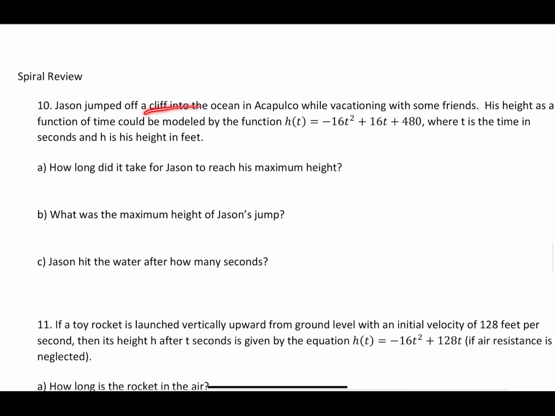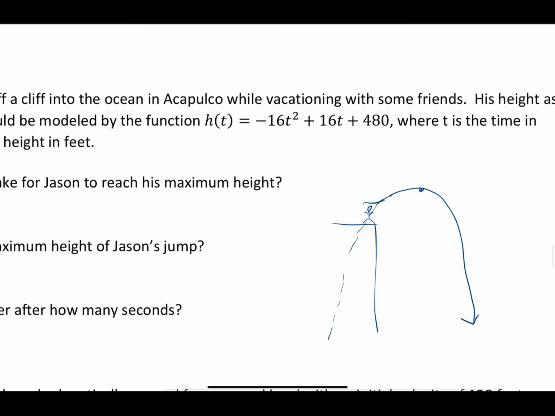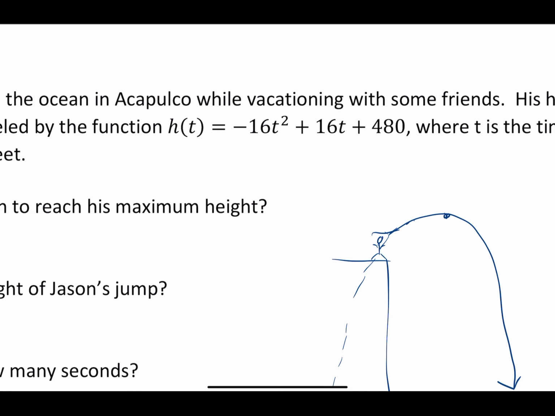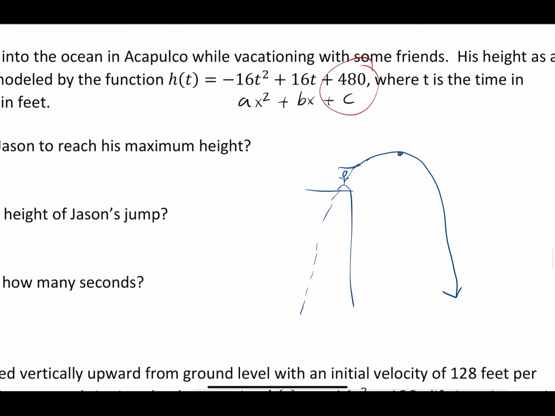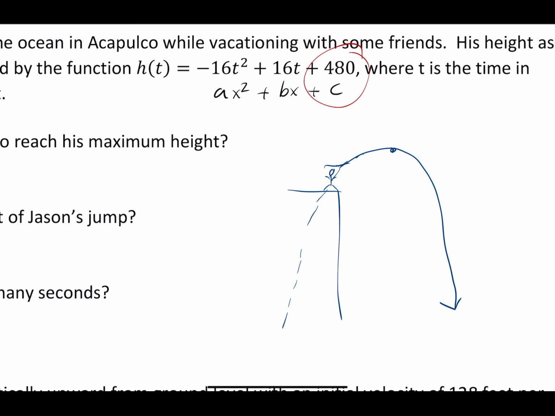Jason jumped off of a cliff into the ocean, so automatically I know he's on a cliff. He's jumping, this person, Jason, is jumping off, going into the ocean. That's a quadratic graph. What goes up must come down. So he starts at a certain height, we don't know what it is, or do we? Yes, we do, because this equation that we were given is of the form ax squared plus bx plus c, and c represents the y-intercept. This person, Jason, is starting at a height of 480 feet.